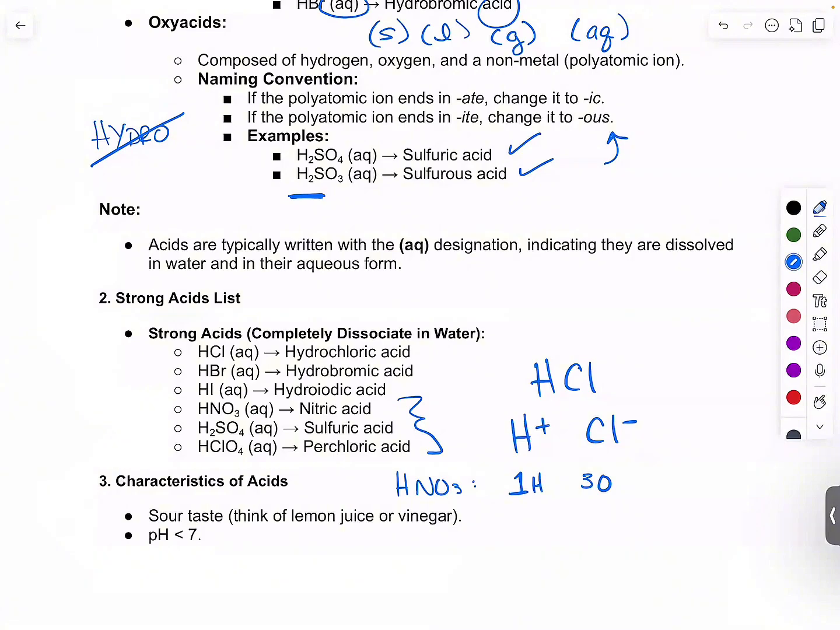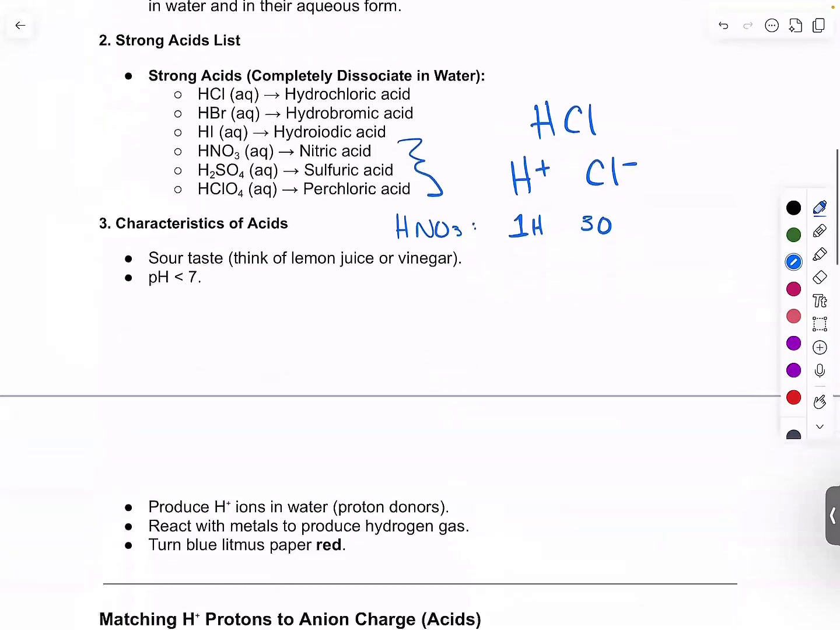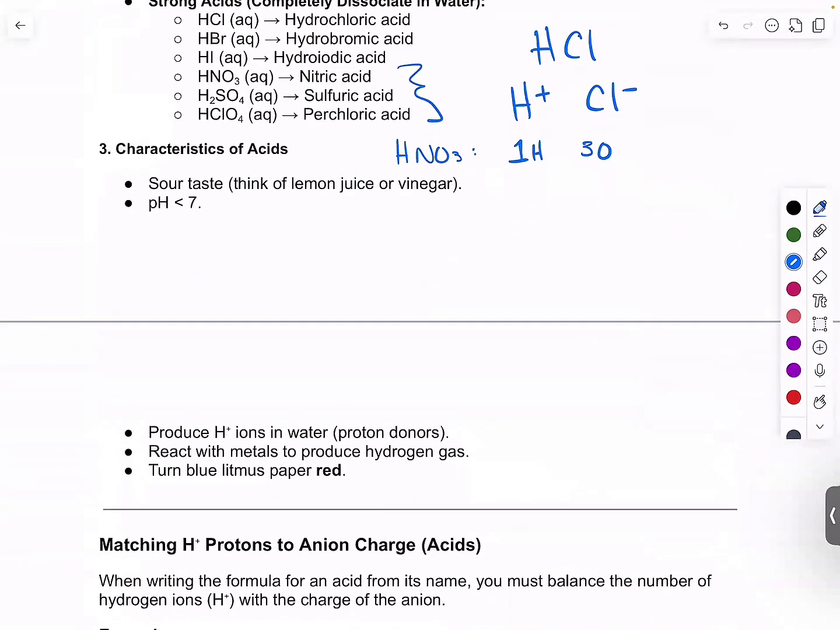Okay, so we do have some components or characteristics of acids here. They're sour. Lemon juice and vinegar are your two common household type substances that we may see. Vinegar is actually acetic acid.